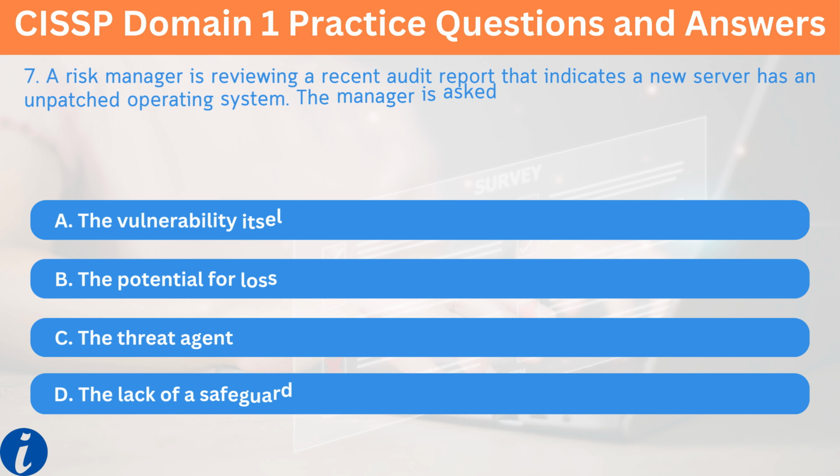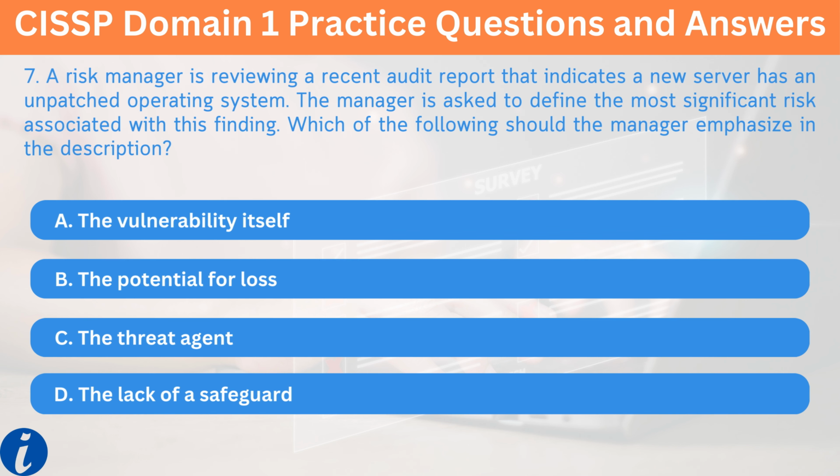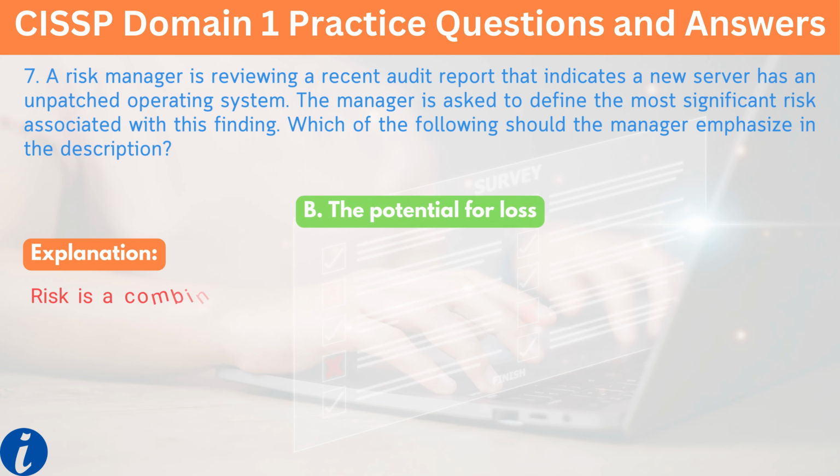7. A risk manager is reviewing a recent audit report that indicates a new server has an unpatched operating system. The manager is asked to define the most significant risk associated with this finding. Which of the following should the manager emphasize in the description? A. The vulnerability itself. B. The potential for loss. C. The threat agent. D. The lack of a safeguard. The correct answer is B.